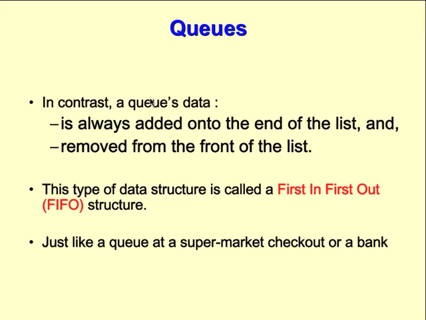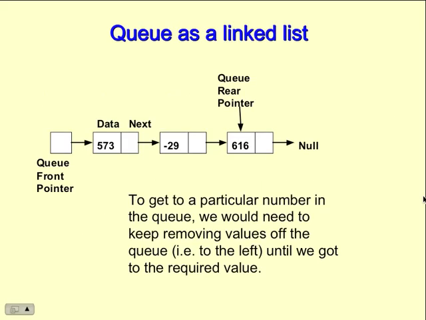You add to one end and you pull off of the other end, which means you have to have two separate functions instead of just one function. Well, you have to have two separate functions anyway in a stack, but here you remove from the front end and add at the other. This type of data structure is called a first in, first out structure, just like a queue at a supermarket or a bank.